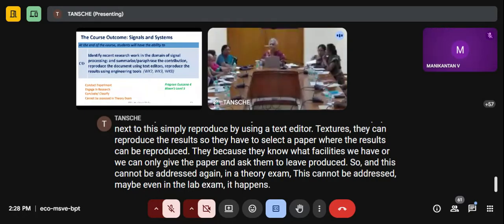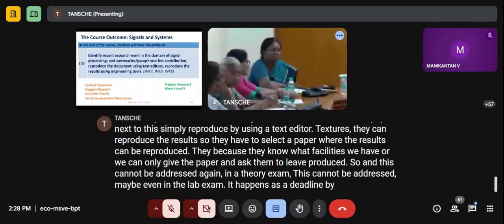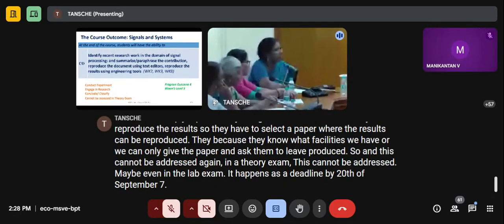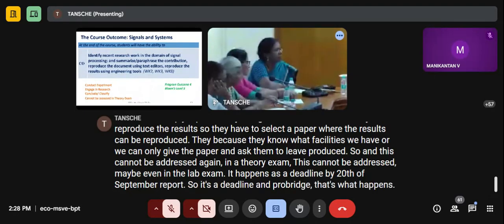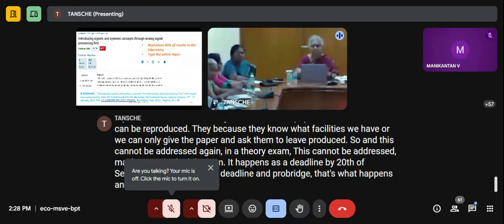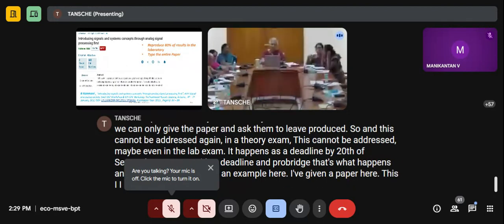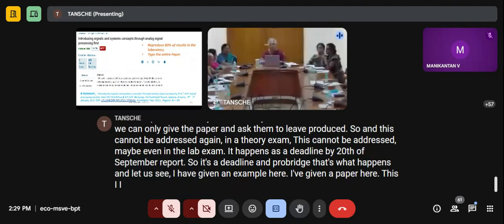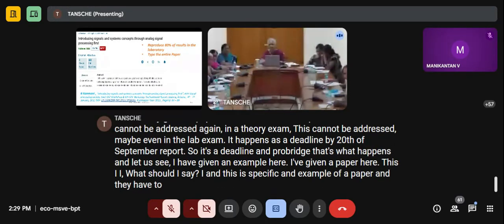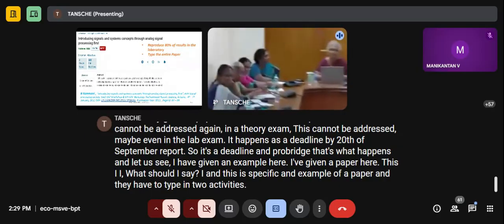It happens as a deadline: by 20th of September, submit the report. So it's a deadline and rubrics. That's what happens. Let us see, I have given an example here. I've given a paper here. This is a specific example of a paper, and they have to do the two activities that I've listed.